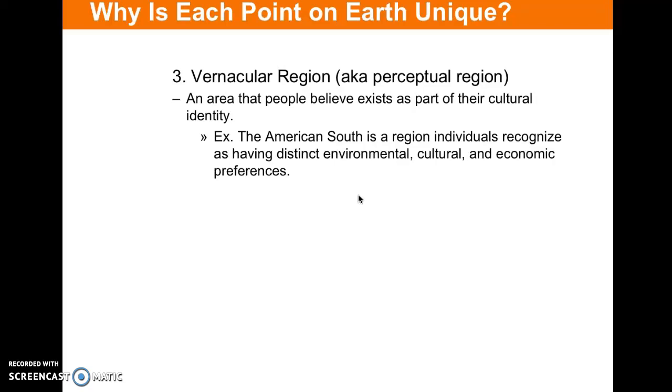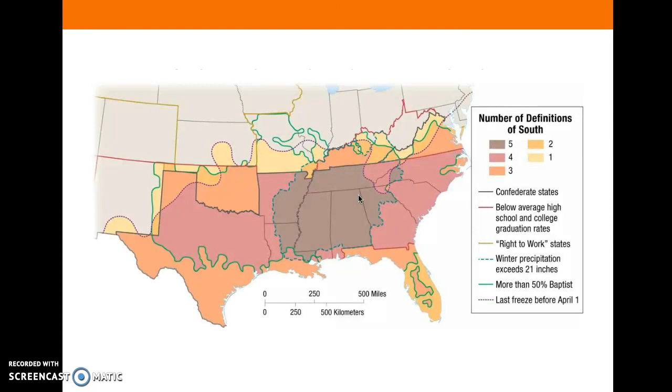And then the last one is vernacular or perceptual region. And this is an area that people believe exists as part of their cultural identity. And so a big one in the United States is the American South. The American South is an area that individuals recognize as having distinct environmental, cultural, and economic preferences. But what defines the American South isn't clear to everyone. So like Oklahoma, do you consider Oklahoma part of the South?